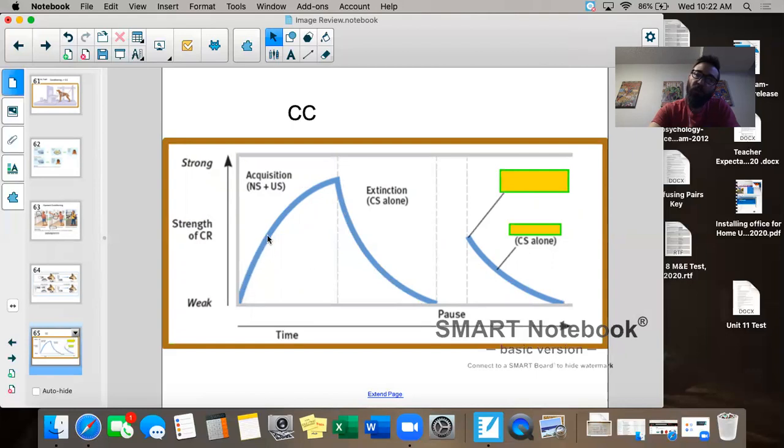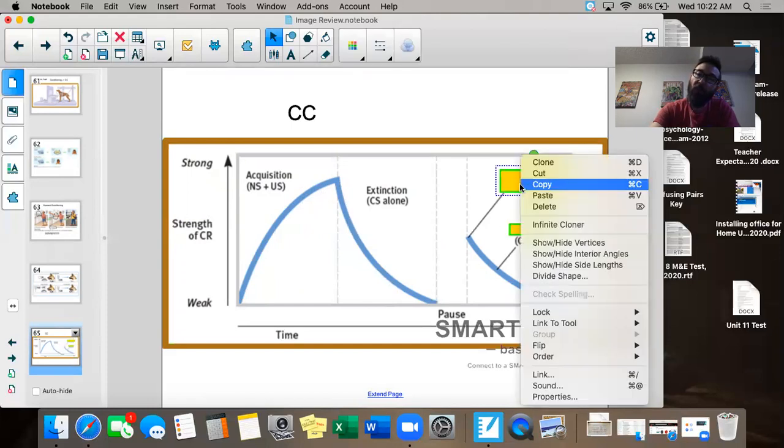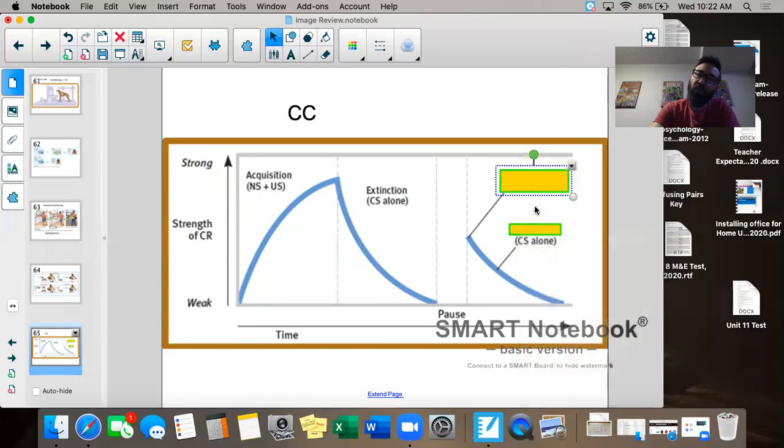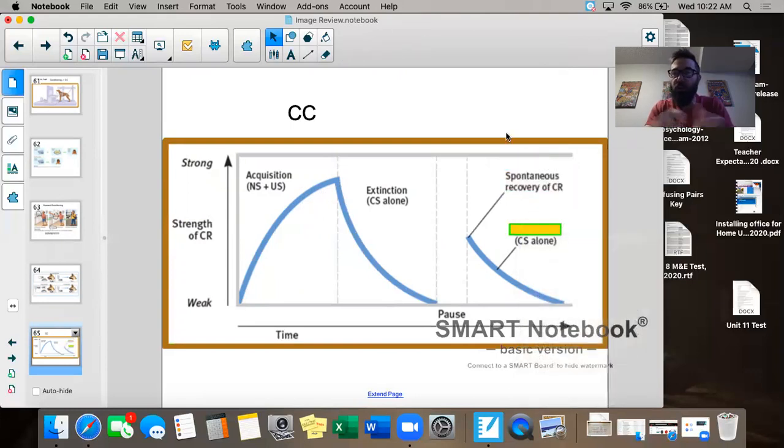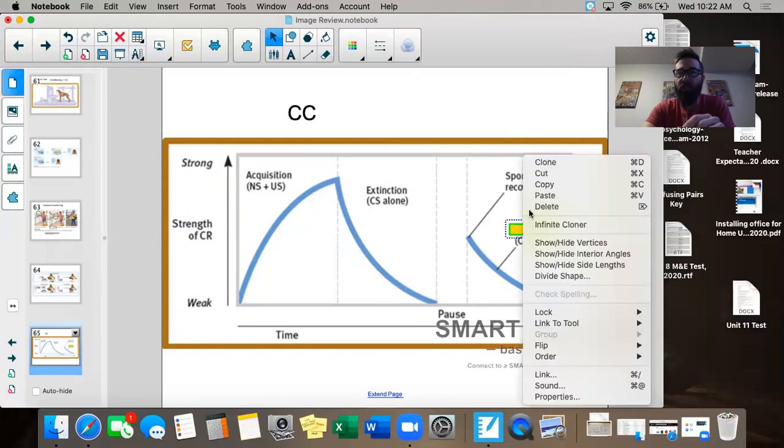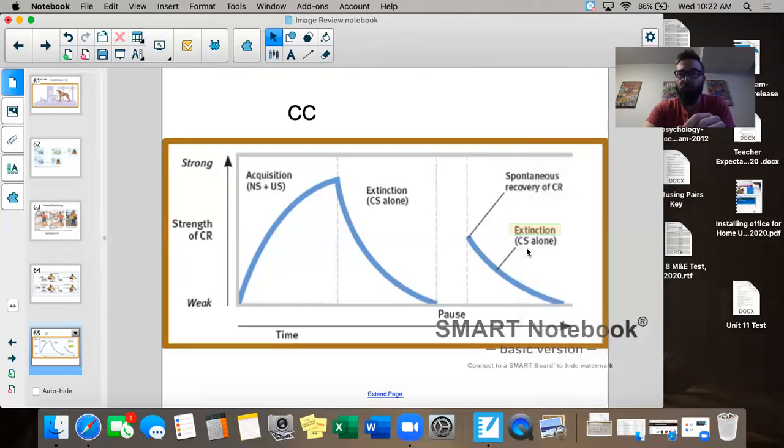Where it was food and bell, food and bell, food and bell, drool, drool, drool, and then just the bell, just the tone. But if we wait a little bit, we'll see that a spontaneous recovery takes place. Wait a day, wait a week, whatever, and then do the bell again. Suddenly the dog will drool, having no longer thought that we should separate those two. Again, if you only do the CS though, the extinction is going to happen.